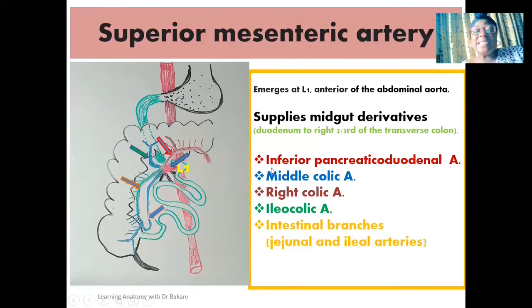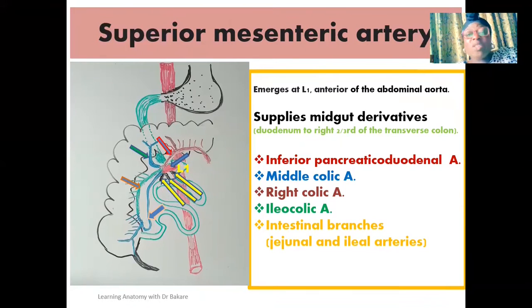Then the last branch is intestinal branches, and these are the intestinal branches highlighted in black. And they are basically the jejunal and the ileal artery. And what they supply is the jejunum and also the ileum. So those are the intestinal branches. So that is how the branches of the superior mesenteric artery emerge, and they supply different regions of the small intestine and also the large intestine.